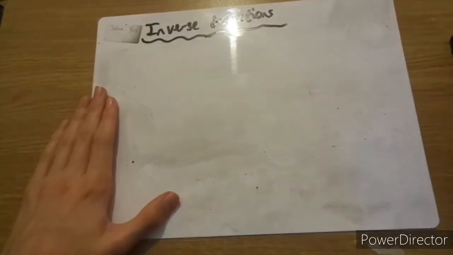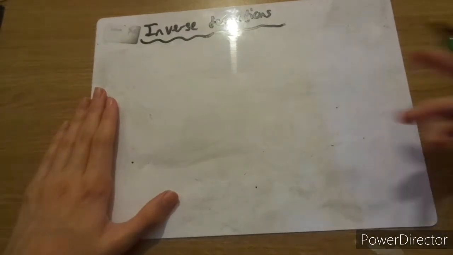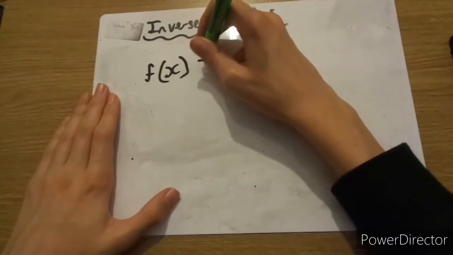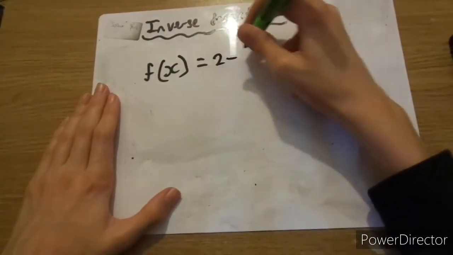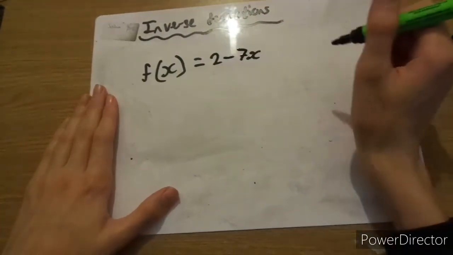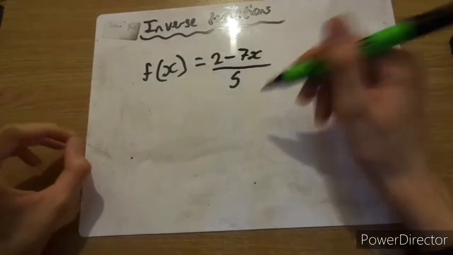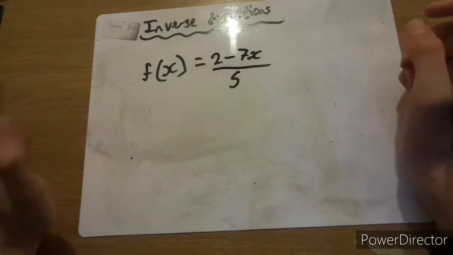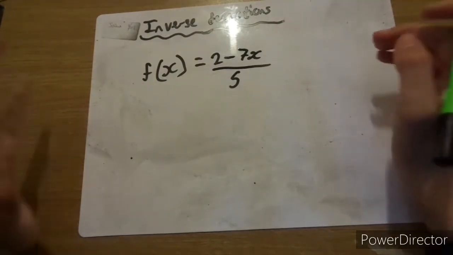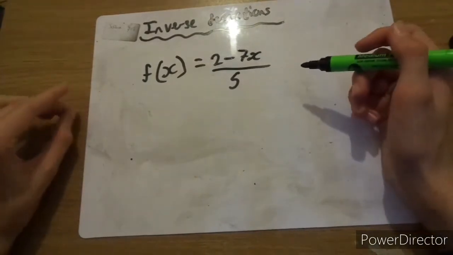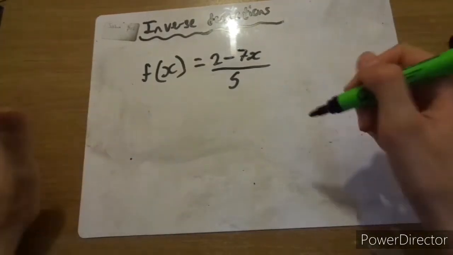And you may also find it where it's a bit more complicated, where it could be f of x equal to 2 minus 7x divided by 5. The question might come up in the exam, but it might say something like, what is the inverse function of the following? So you basically have to try and make the inverse of it make sense.